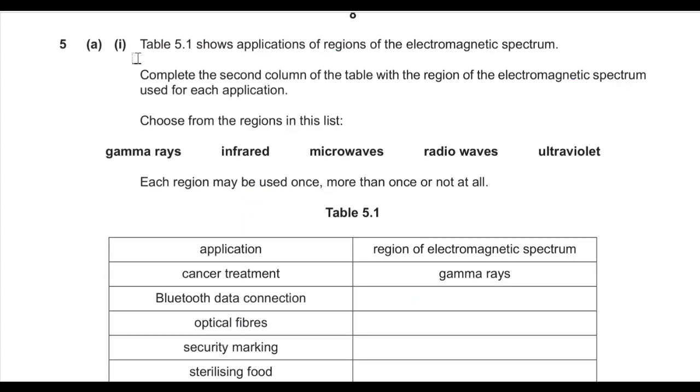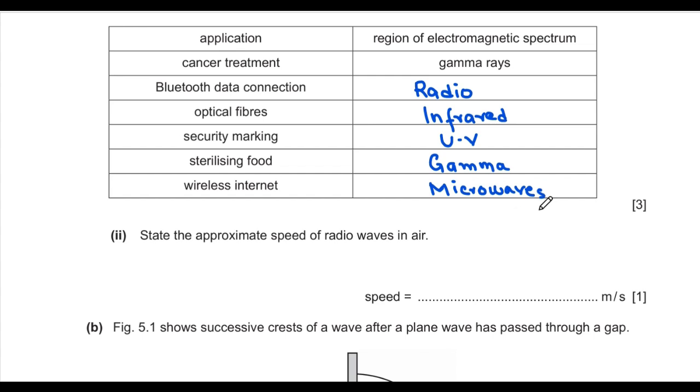The fifth question says Table 5.1 shows applications of regions of the electromagnetic spectrum. Complete the second column of the table with the region of the electromagnetic spectrum used for each application. Choose from the regions in the list. So we are provided with some regions of the electromagnetic spectrum. For Bluetooth, we can use radio waves. For optical fiber, we can use infrared rays; security marking, UV rays; sterilization, gamma rays. For wireless internet, we can use microwaves.